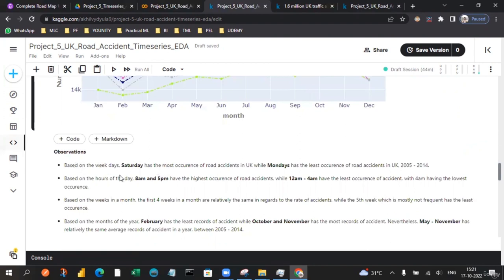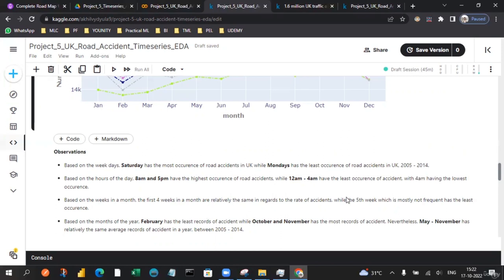So based on this weekend analysis, we have already seen Saturday has the most accidents, while Sunday has the least, from 2005 to 2014. Based on the hours of the day, the morning hours have very high occurrence, while 12 to 4 a.m. has the fewest accidents, with 4 a.m. having the lowest occurrences.